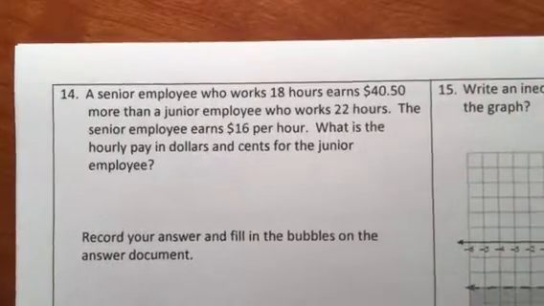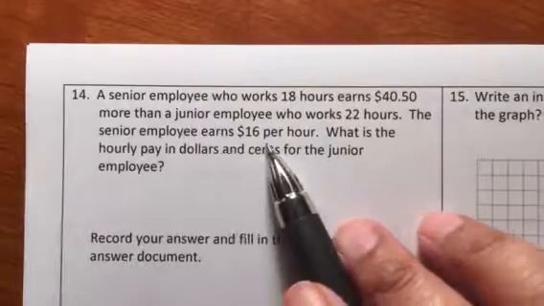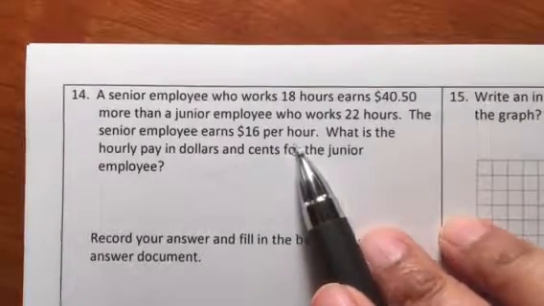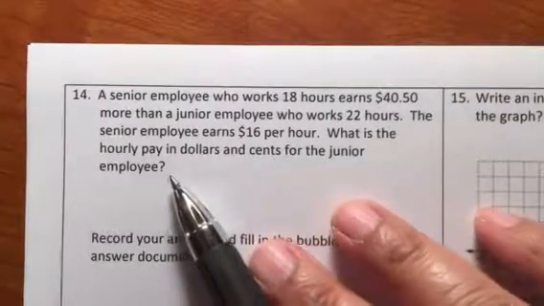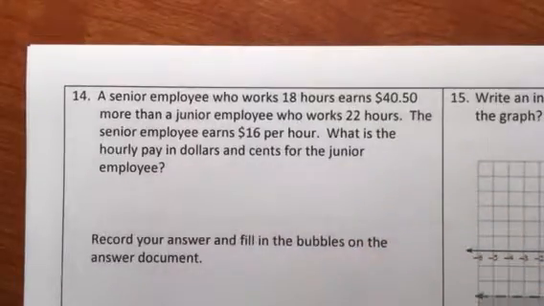So you have a senior employee that works 18 hours and earns $40.50 more than a junior employee that works 22 hours. So the senior employee earns $16 per hour. What is the hourly wage in dollars and cents for the junior employee? And then we'll record our answer.